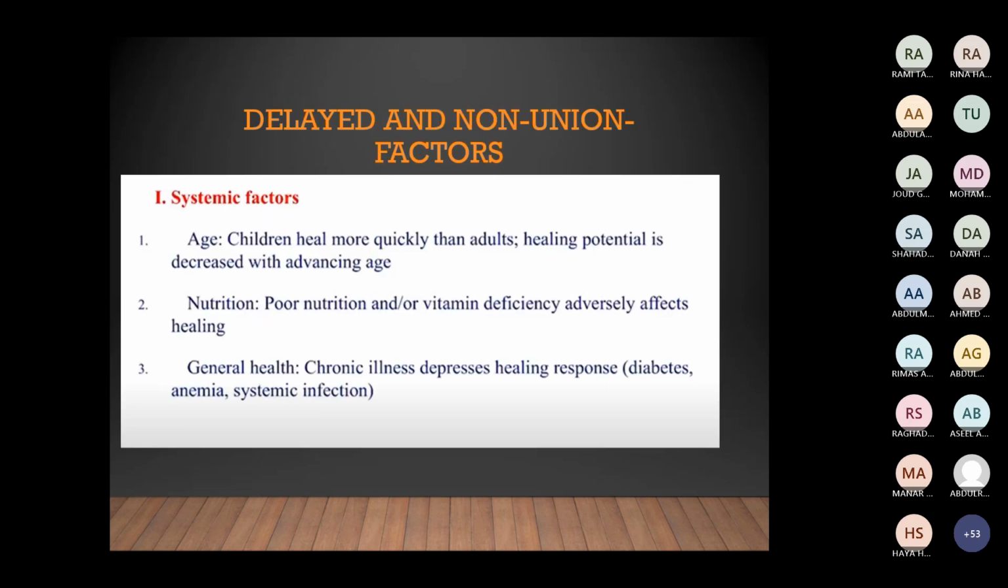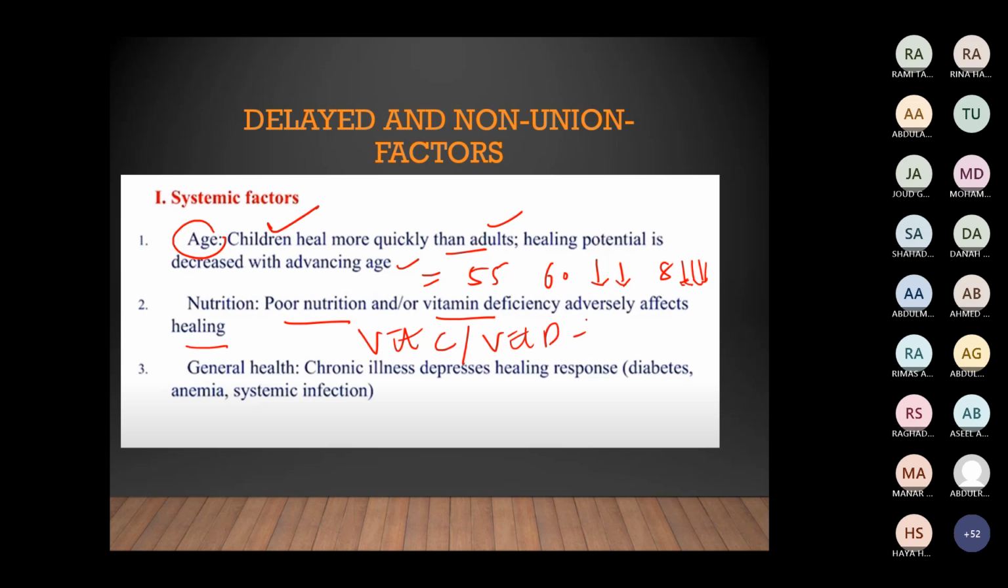Okay, and what are the factors which are actually delaying healing and causing non-union? Number 1, children. Remember, children heal more quickly than adults. So children have better healing than adults. Healing potential decreases with advancing age, and when the age is more than 55, 60, healing will decrease, and when the age becomes 75 and 80, it decreases more. Now, nutrition: poor nutrition and vitamin deficiency adversely affect healing. Nowadays, people come to our clinic saying they want to take vitamin C, vitamin D, because this causes proper healing, of course.